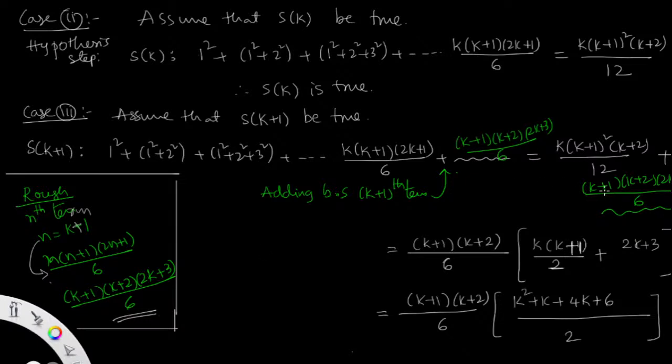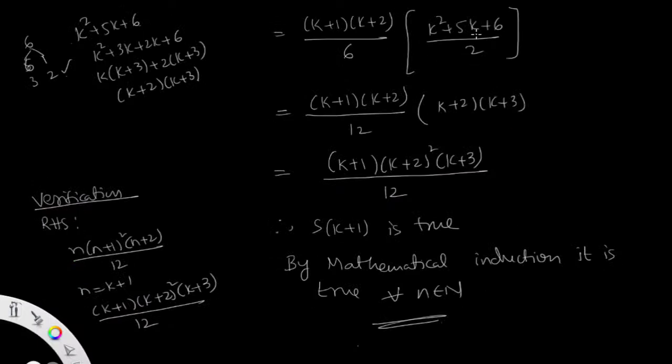Adding both sides by this value and then simplifying, both terms have k plus 1 and k plus 2 in common. Take the common: k into k plus 1 by 2, and here k plus 1 into k plus 2 by 6 common out, then the remaining 2k. In the bracket also take the common: 2k square plus k plus 2k, 2 into here multiply 4k plus 6, then k square plus 5k plus 6 by 2. So 6 into 2 is 12. k square plus 5k plus 6, by factorization, is k plus 2 into k plus 3.